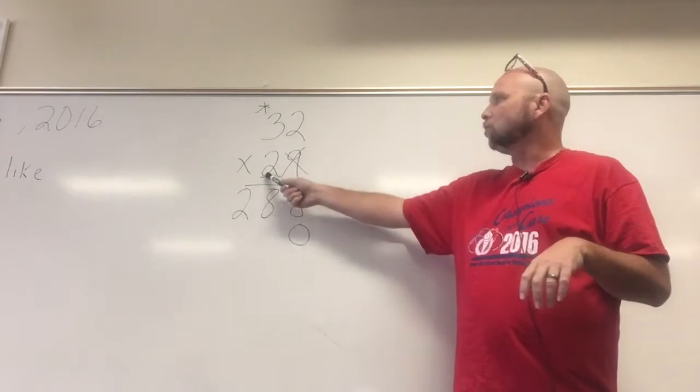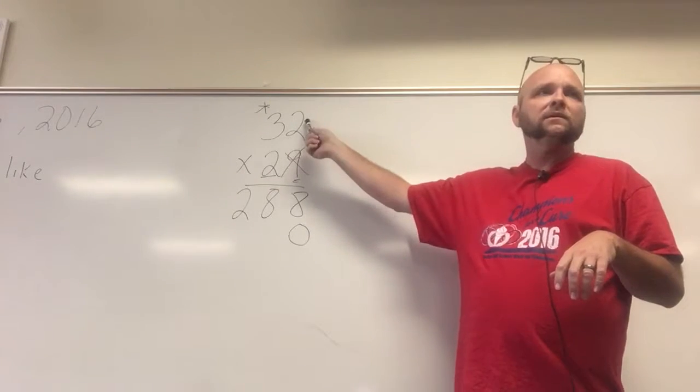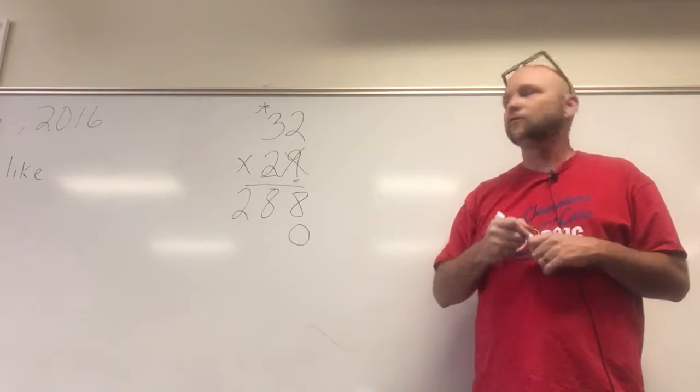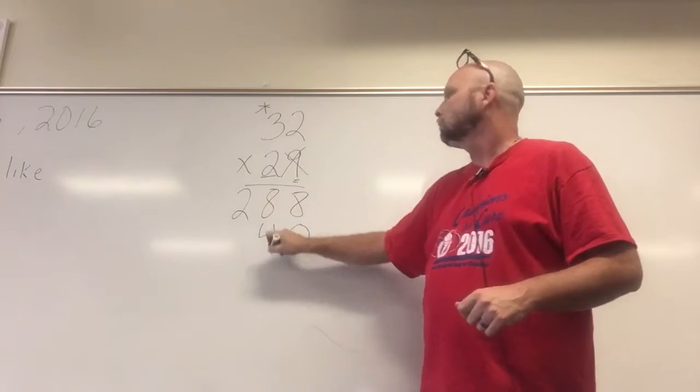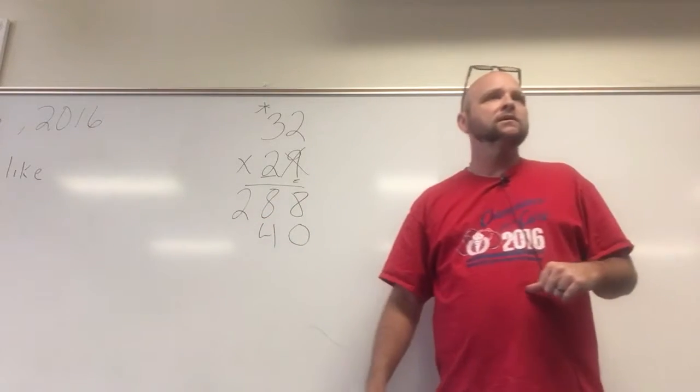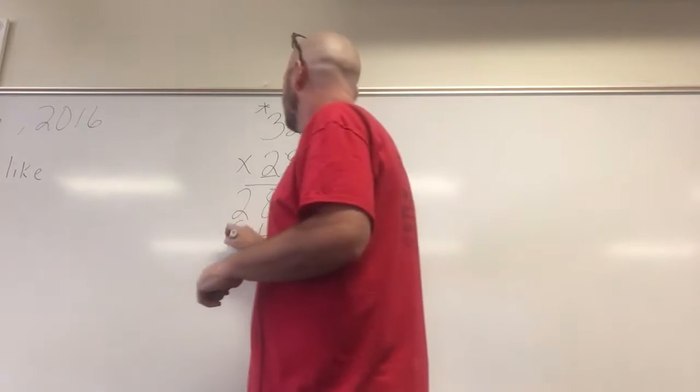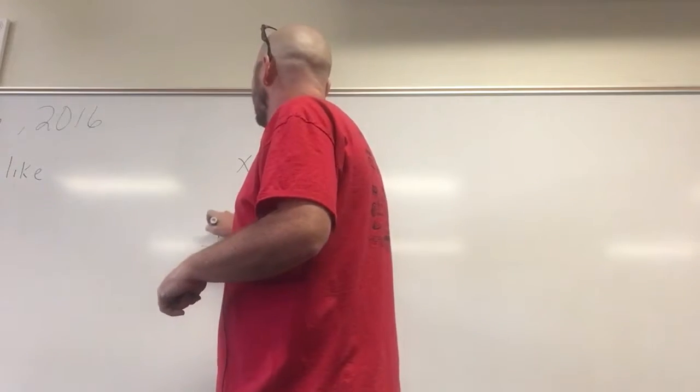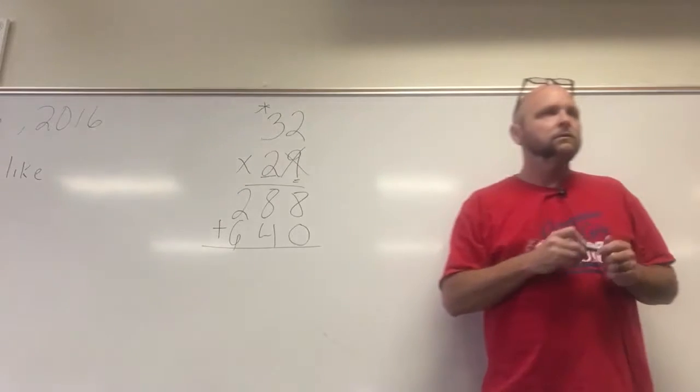All right, so now we're multiplying by the tens. So 2 times 2 is? 4. 2 times 3 is? 6. We didn't carry anything. And now, we add.